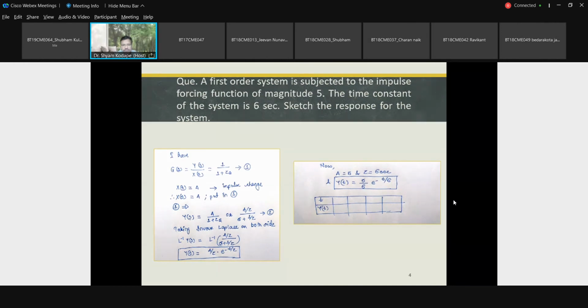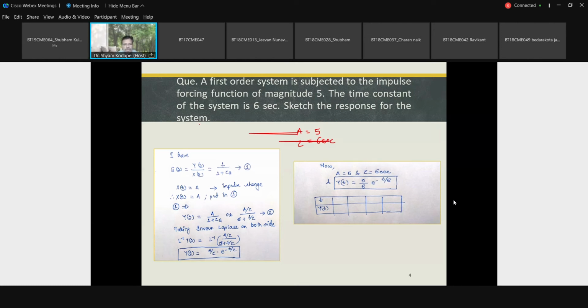So take an example of that. Is this visible? The question is, a first order system is subjected to an impulse forcing function of magnitude 5. So A is equal to 5. The time constant of the system is 6 seconds, tau is equal to 6 seconds. Sketch the response for the system.